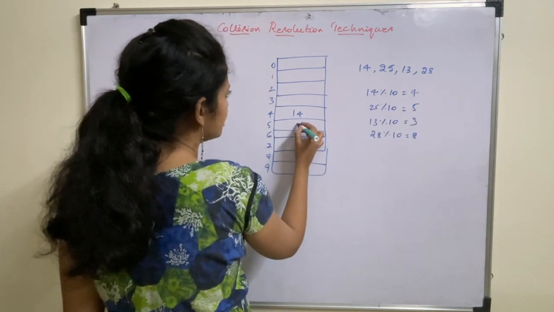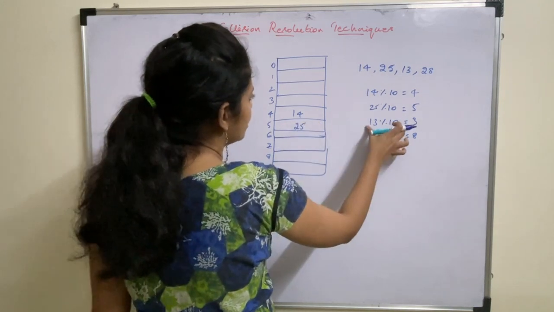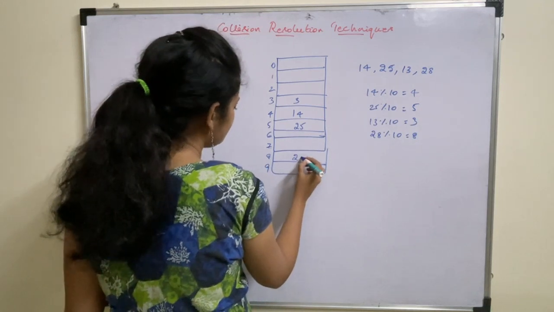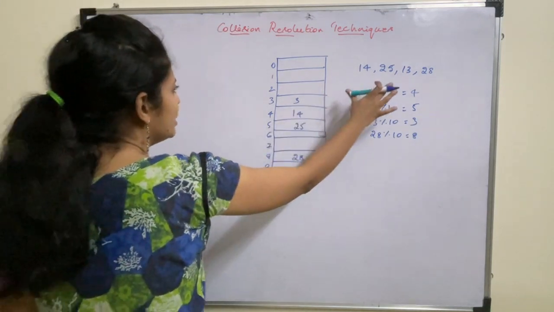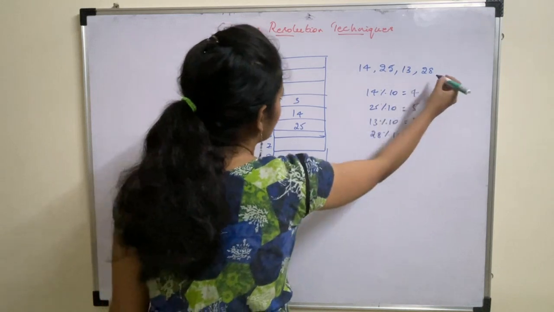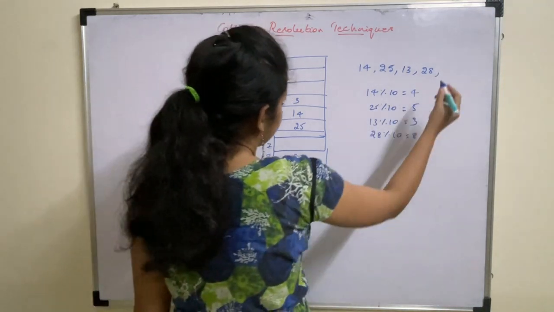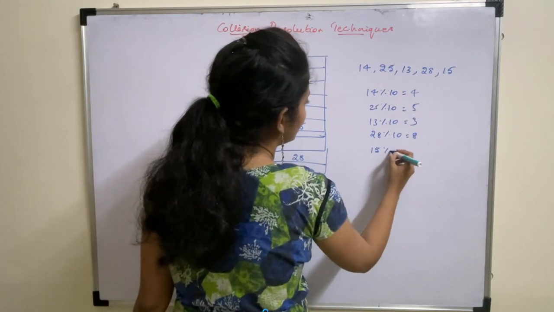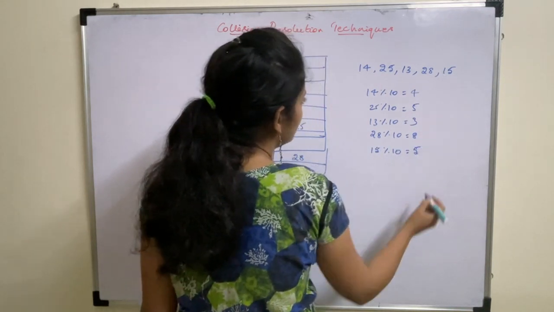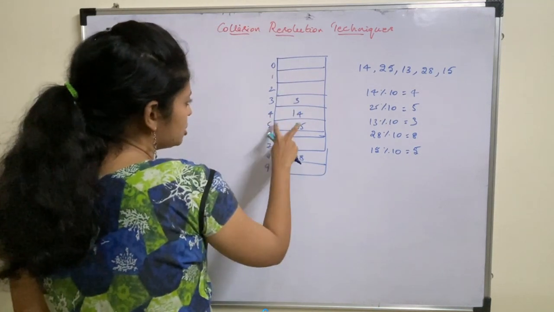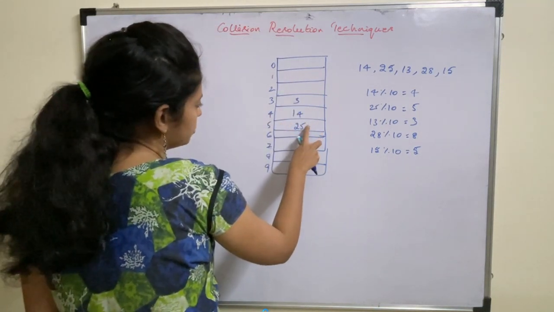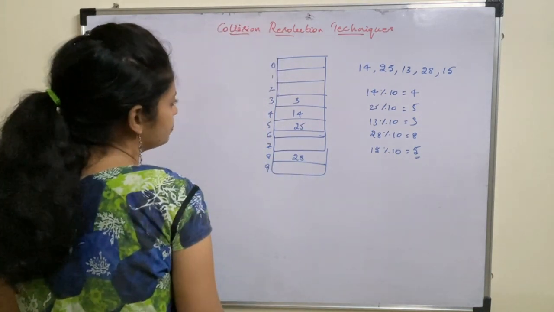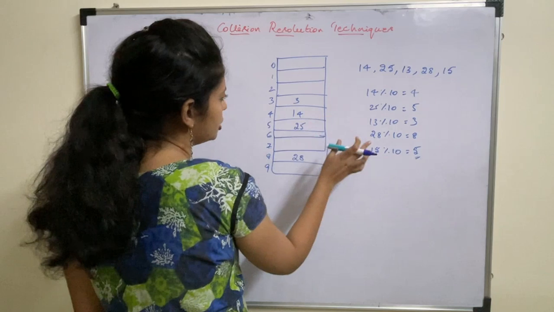25 is inserted at location 5, 13 at location 3, 28 at location 8. Okay. So now we inserted all records. For example, we have one more record like this, say 15. So 15 mod 10 is again 5. But this location 5 is already filled with 25. Right? So then where to store this record? So that problem is called collision.